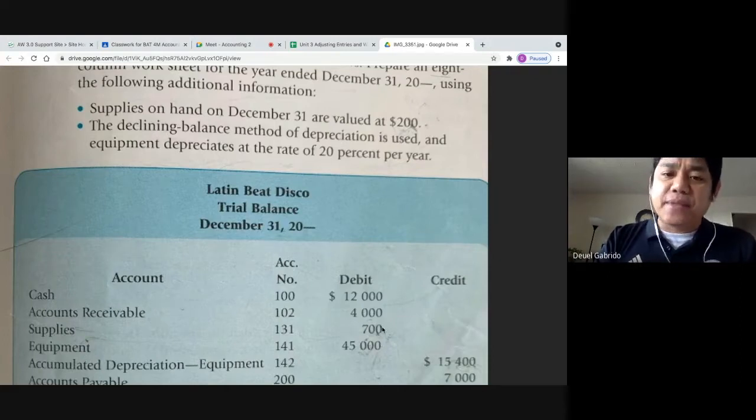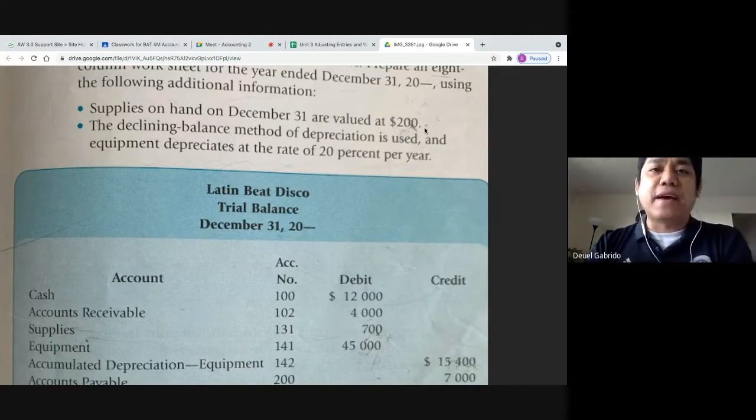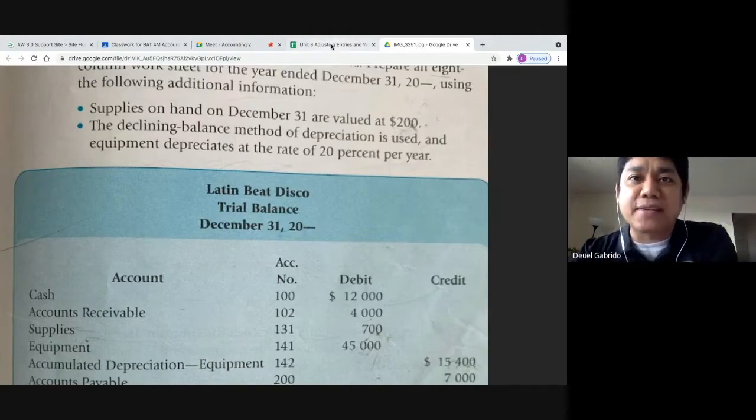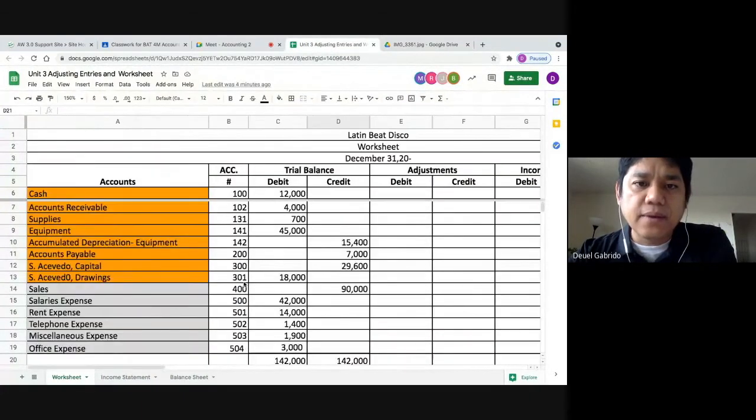How did we get that? The $700 here, take away 200. Of course, the amount that we used is $500. This is how we put it in the adjustment. Okay, everybody, try to take a look at this one. So where is that supplies thing that I am talking about? Have you seen this one, 700, guys?